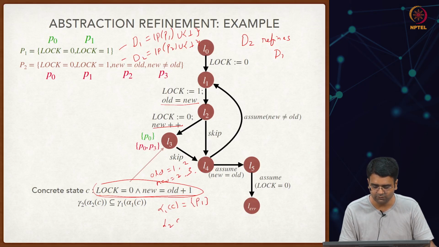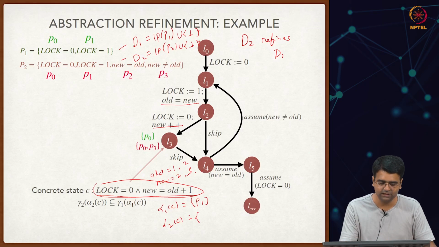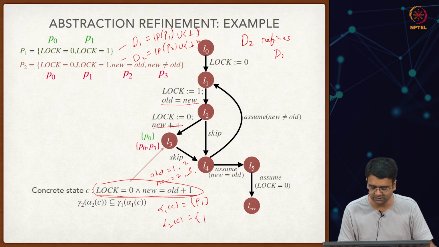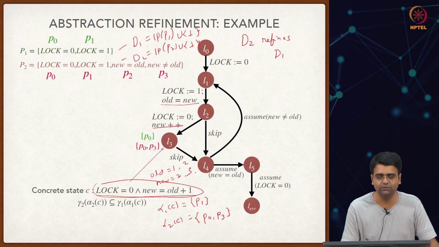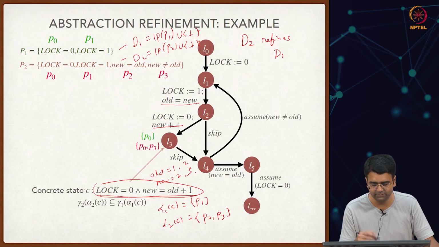But what is going to be alpha 2 of C? Alpha 2 of C will be again the set of predicates that are satisfied by C, but in the set P2. In the set P2 I have lock is equal to 0, which is P0, and I also have new is not equal to old, which is P3. Both P0 and P3 are satisfied by all states encoded by this concrete element C. So this is alpha 1 of C and alpha 2 of C.